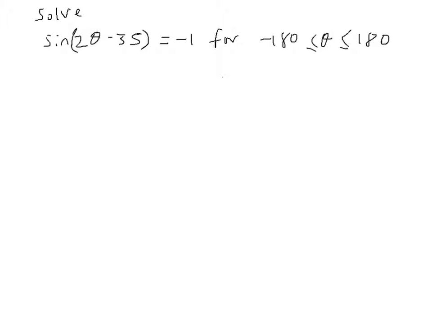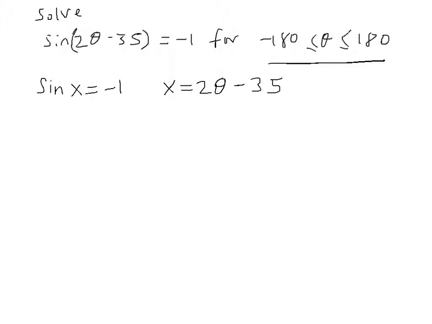So in example 3 we've got sine of 2 theta minus 35 equals minus 1, and we want to be able to solve this for theta, which is greater than minus 180 but less than 180. We can start just by simplifying the equation to sine x equals minus 1, and we can let x be our thing in the bracket, so we've got 2 theta minus 35.